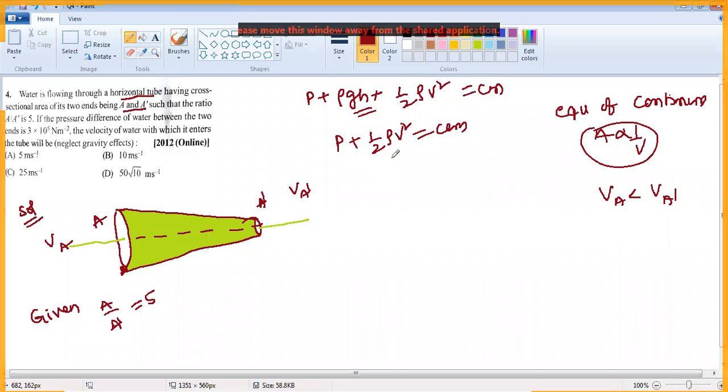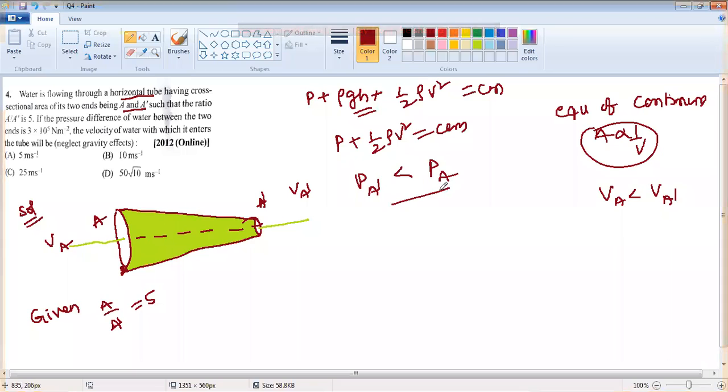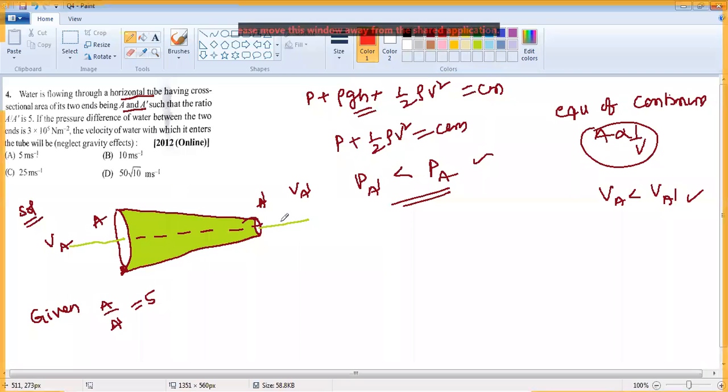Once we apply Bernoulli's equation, what will happen now? The pressure at A dash is less than the pressure at A. Okay, so you understood the point now? Yes, sir. Earlier you said it wrong. So the pressure at A dash is less. Why? Because the speed is more, so the kinetic energy is more.